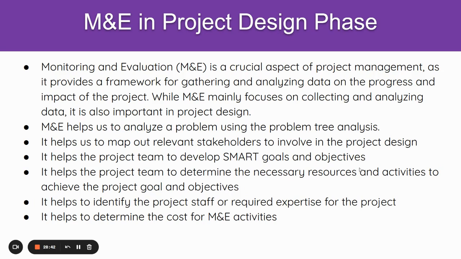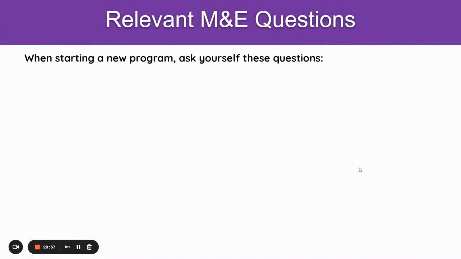Monitoring and evaluation is an important aspect in organization and in project. And that is why it is important to budget for M&E so the process can be effective and efficient as well. Now, what are the 7 relevant questions when it comes to monitoring and evaluation? Whenever we are designing a new program or coming up with a new project or developing a new policy, we need to ask ourselves these 7 questions, and they are very important.